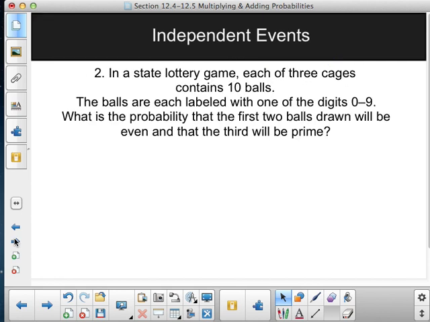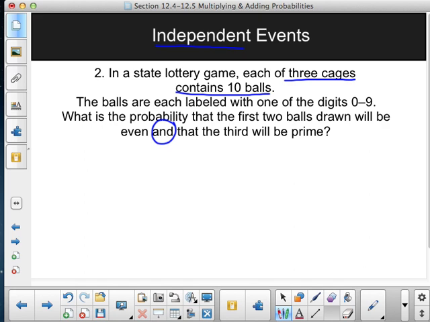Another example of an independent event. In a state lottery game, each of the 3 cages contains 10 balls. The balls are each labeled with one of the digits 0 through 9. What is the probability that the first 2 balls drawn will be even, and, so keyword, that the third will be prime? Remember, "and" is multiply, so keep that in mind. These are independent events because I have 3 cages and they each contain 10 balls. What I get from the first cage does not affect what I get from the second cage.